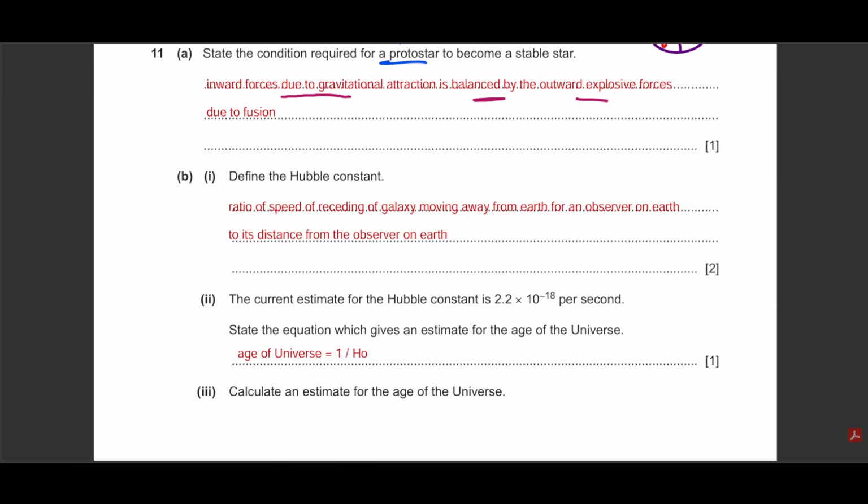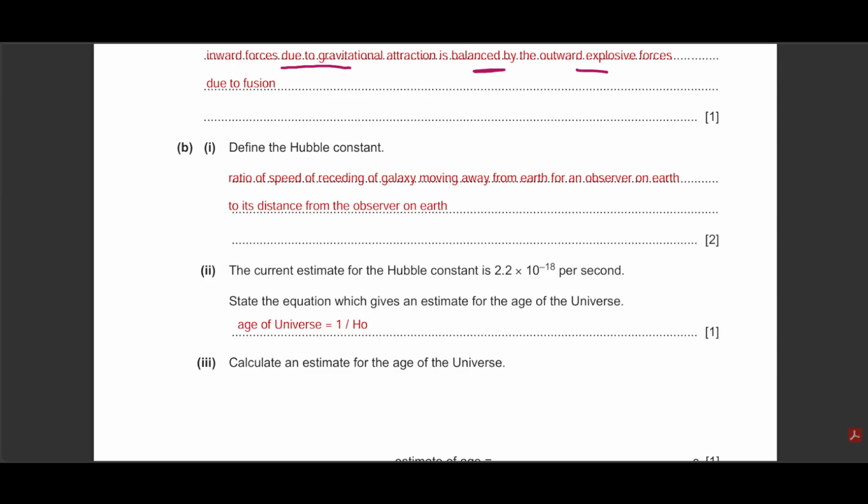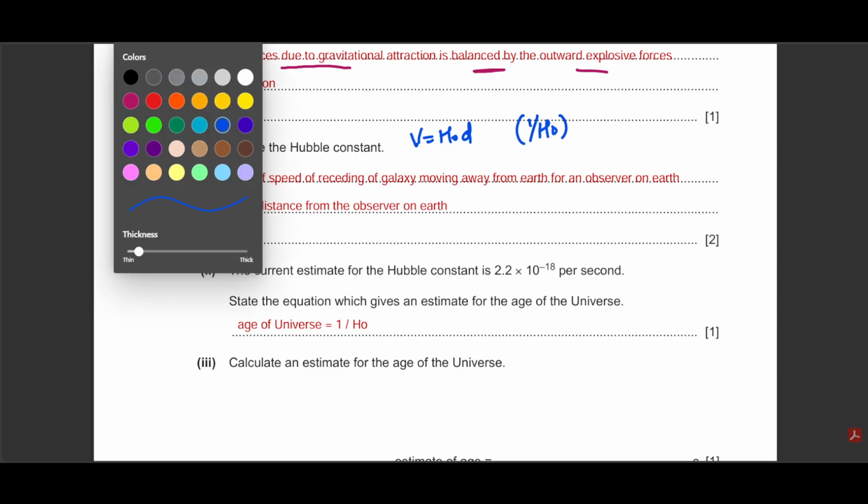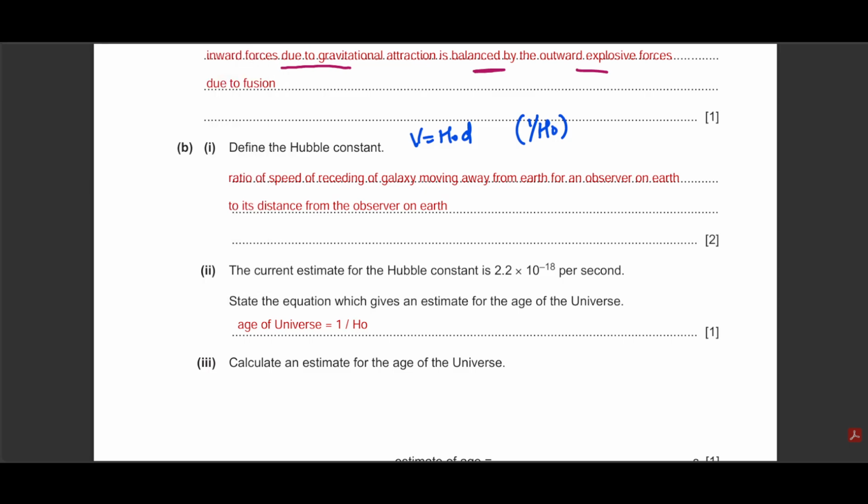Define the Hubble constant. It is primarily v equals h naught d, and they define 1 over h naught generally as the life of the universe. But what is Hubble's constant? So it is the ratio of speed of receding, because if you make h the subject of the formula, this is what you get. So what is this v speed? It is the speed of a galaxy moving away from you.